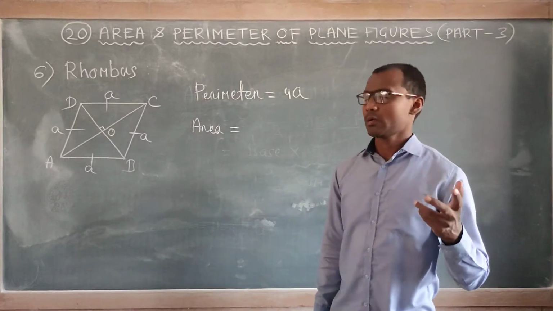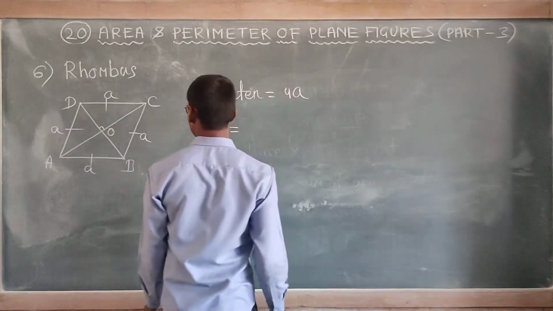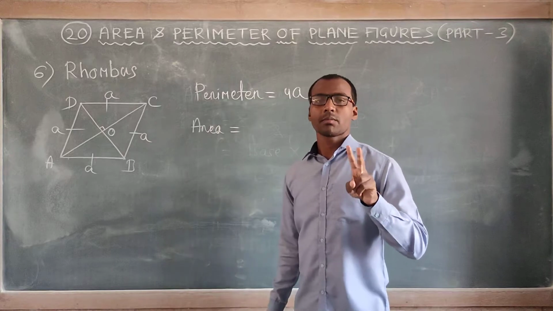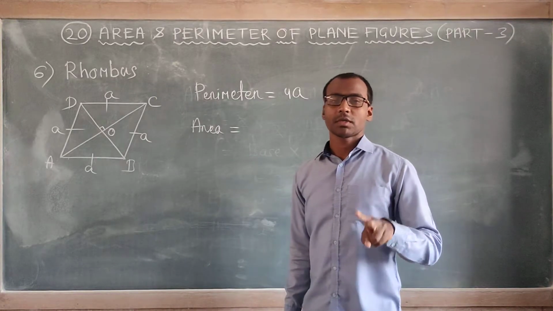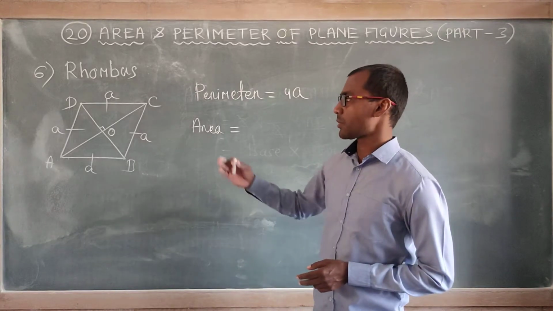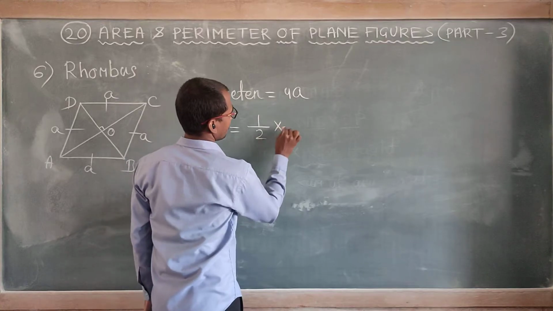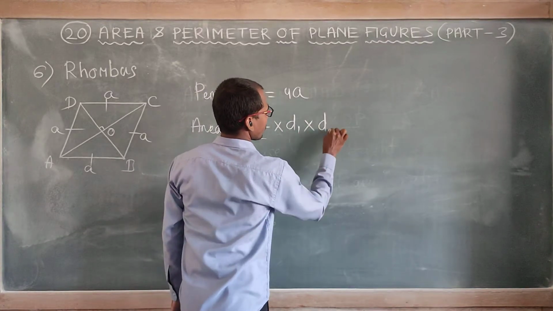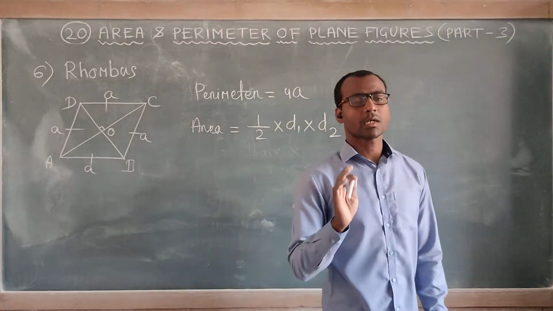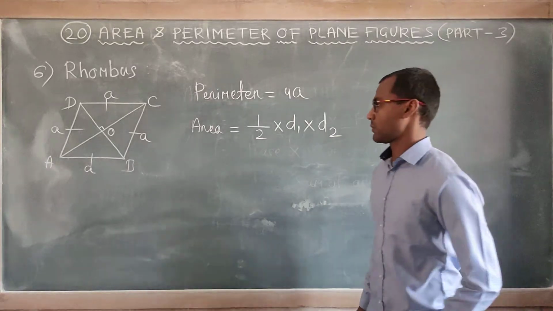So let us say one diagonal is D1, the other diagonal is D2. So here area is equal to, I have given in number 2, if diagonals of a quadrilateral are perpendicular to each other, then the area is equal to half D1 into D2. The same formula can be used here also. 1 by 2 D1 into D2, because diagonals are perpendicular. Whenever diagonals are perpendicular, use this one. So area is half D1 into D2.